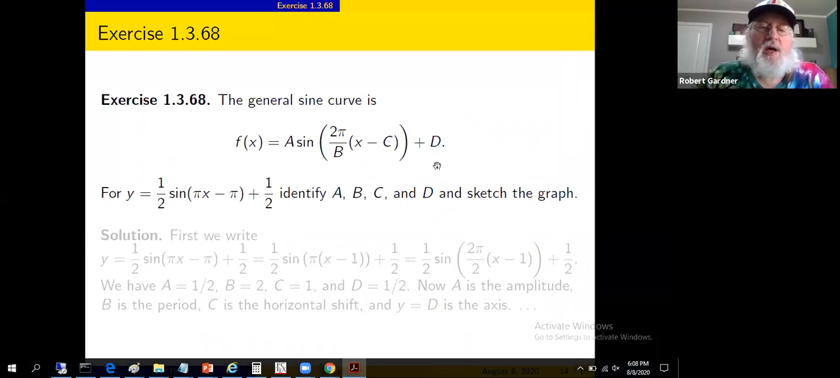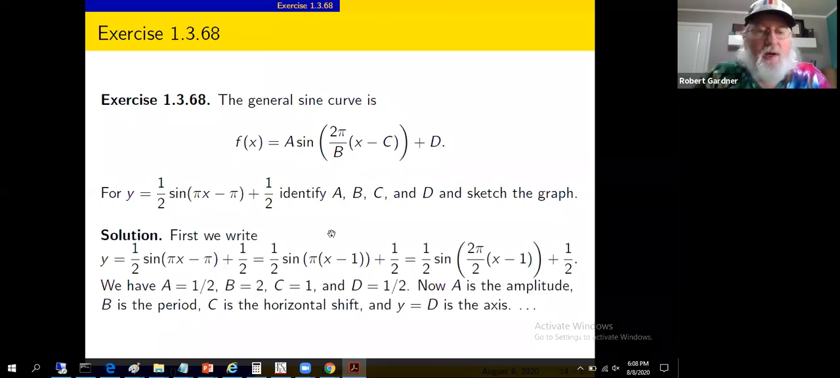They state the general sine curve formula, and they give you a function. They say for y equals 1/2 sine(pi x minus pi) plus a half, identify a, b, c, and d, and sketch it. Okay, first off, that ain't exactly in this form. It looks like a is 1/2, d is 1/2, and the stuff inside the sine function doesn't look like this formula. So we got to make it look like that formula.